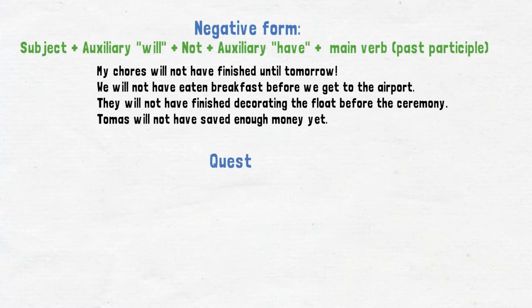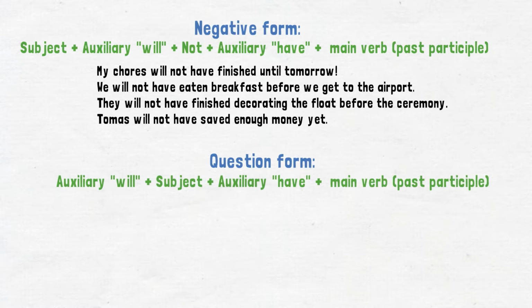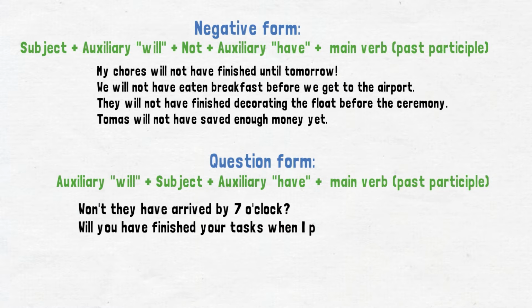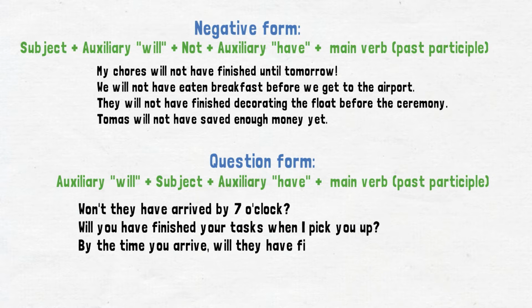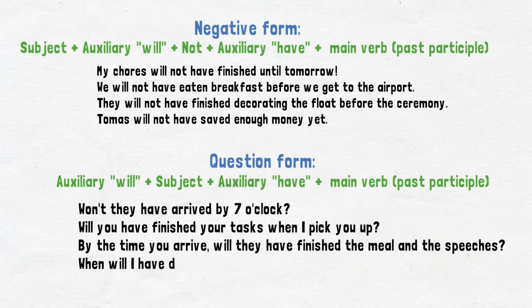The formula for asking a question in the future perfect tense is will plus subject plus have plus past participle. For example, won't they have arrived by 7 o'clock? Will you have finished your tasks when I pick you up? By the time you arrive, will they have finished the meal and the speeches? When will I have done enough work to make him happy?